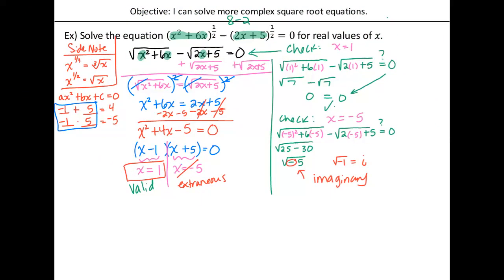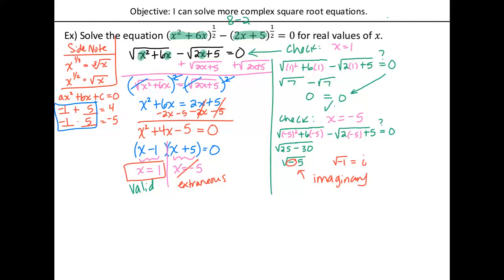So again, just to recap, your fractions, the 1/2 just means the square root. And when you have 2 of these, you want to move one over to the other side so that when you square both sides, they end up canceling. And then you get a quadratic. You end up having to make this equal 0. Factor, solve for x, and then go check both of them. Okay?